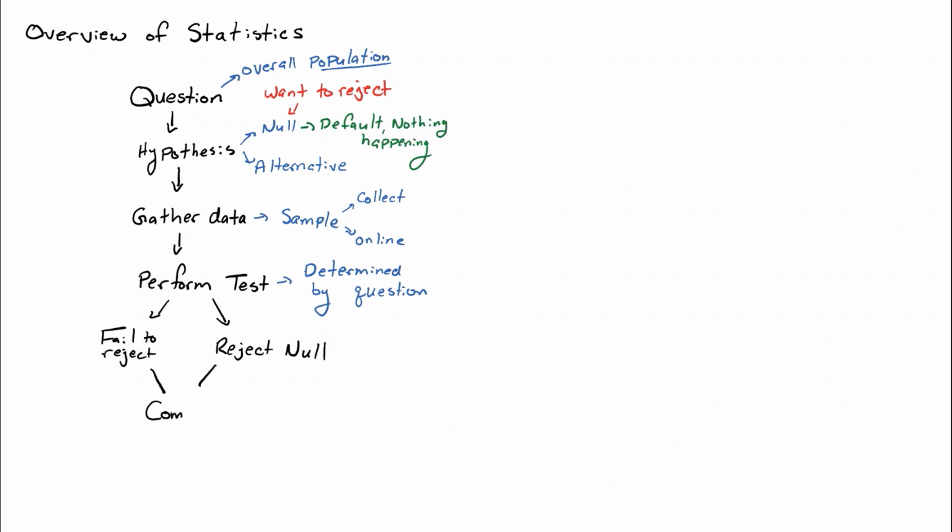In either situation, we must communicate our results effectively. We refer to this as generalizing to the population. If you failed to reject the null, this doesn't mean you were wrong initially. It means you now have more data and can form a new hypothesis.